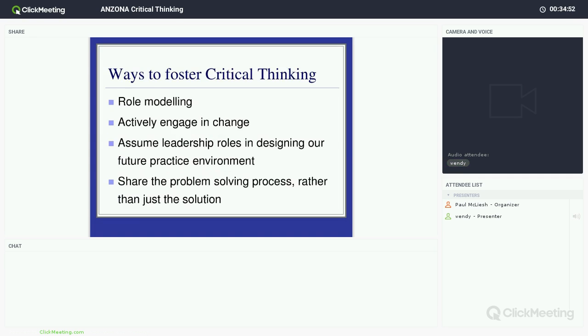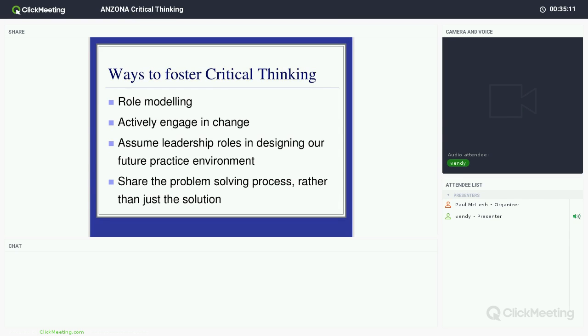So a few more ways to foster critical thinking for those that are more advanced within their practice is role modelling the practice that they want to see with the others, actively engaging in change within your clinical area, because that's the way that we're going to be seeing improvements.